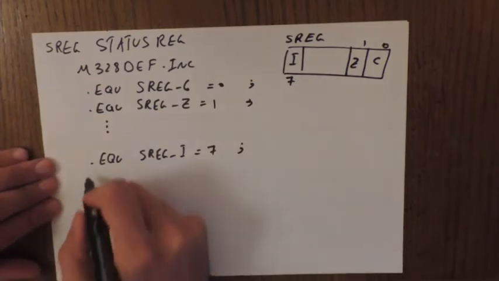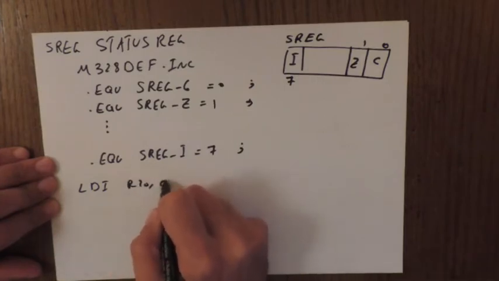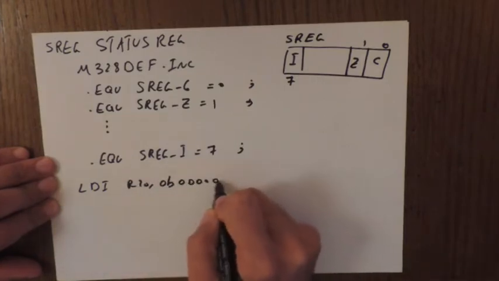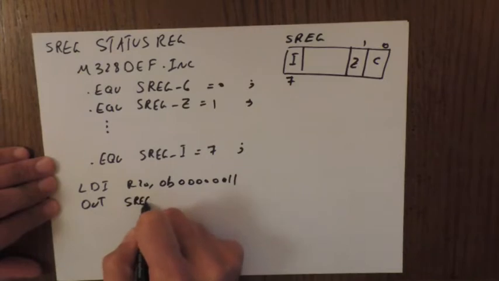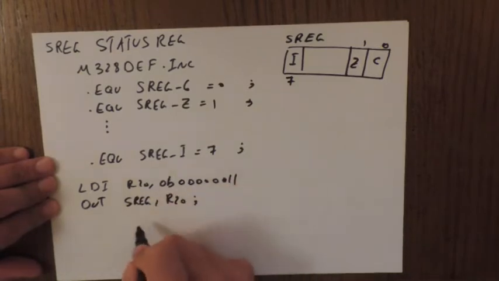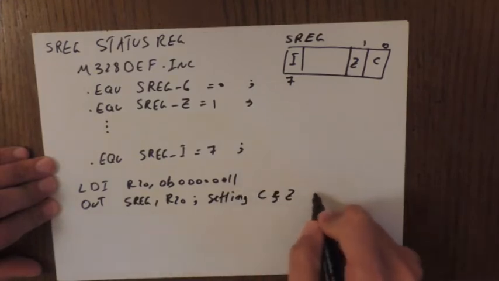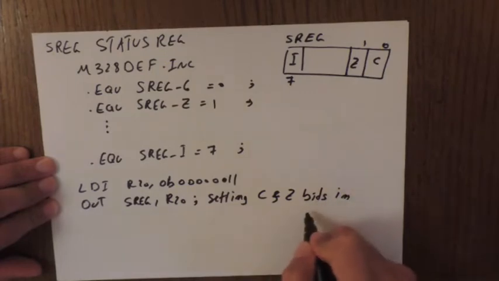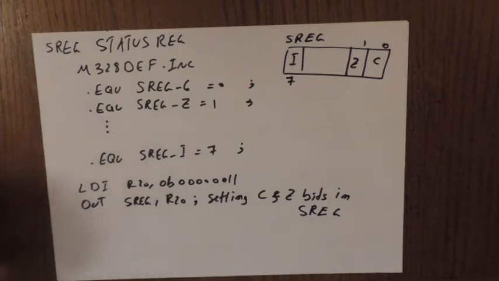Also, we can directly use it as an IO. So here, if we do out SREG, R20, what we're doing here is setting the C and other bits in SREG. So SREG acts like a normal IO register.